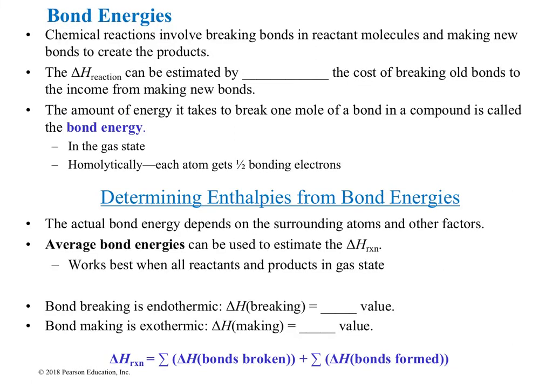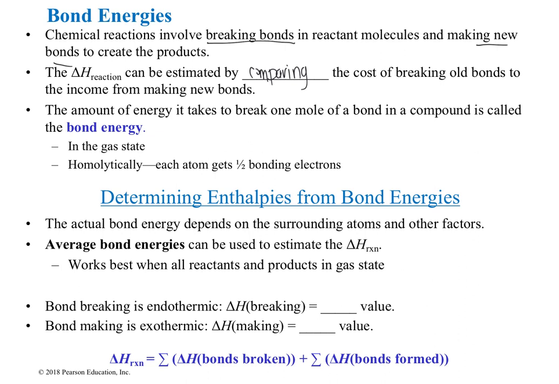Another way that we can estimate the enthalpy of a reaction is from bond energies. Because in a chemical reaction, we have to break bonds of our reactants and then form new bonds when we create our new products. And so we can estimate our enthalpy of reaction by comparing how much energy goes into breaking a bond versus how much comes out when we form new bonds.